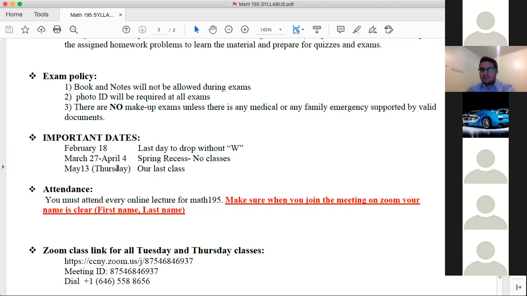Any questions about important dates? February 18 is the last day without a W. March 27 to April 4, no classes, and May 13 is our last class.